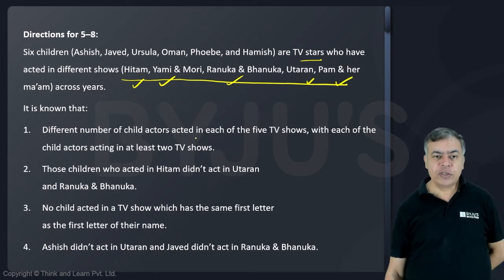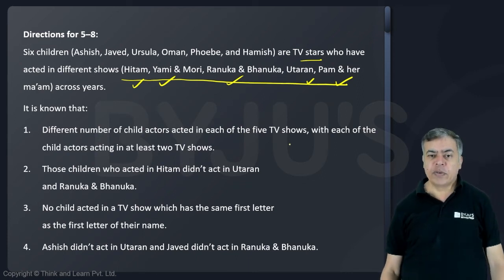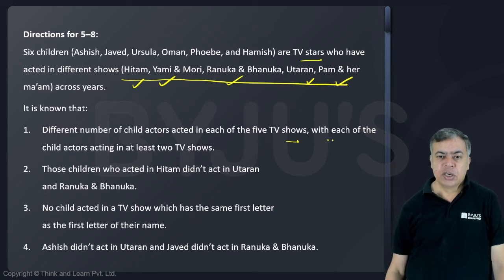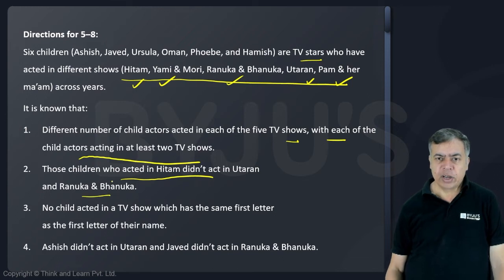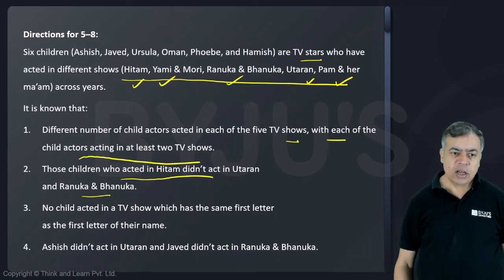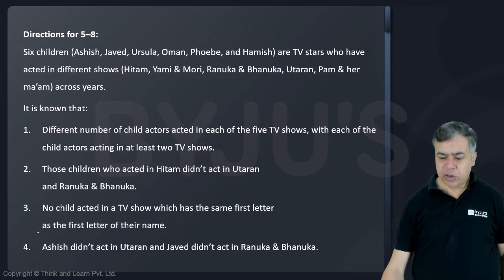So a different number of children acted in each of the five TV shows, with each of the child actors acting in at least 2 TV shows. Those children who acted in H did not act in U and R. Okay, let's see the table. We will put these conditions in the table only.